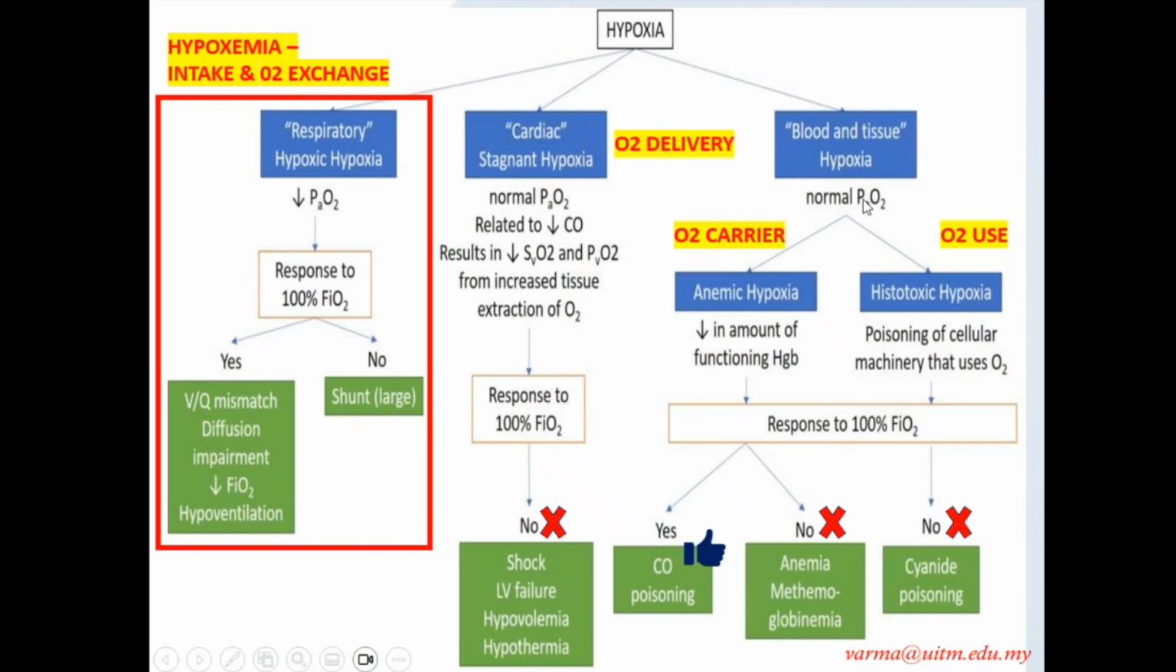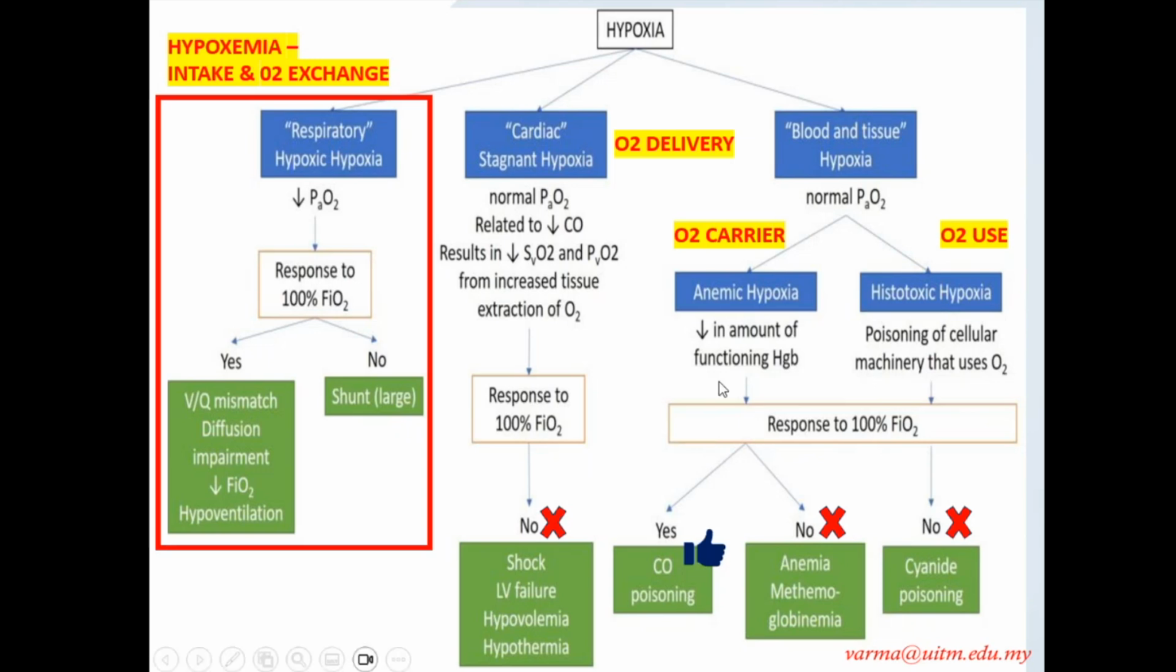Blood and tissue hypoxia, anemic and histotoxic, occur when the patient has a normal PaO2 and normal flow. In anemic hypoxia, the oxygen carrying capacity of the hemoglobin is dropped because of either reduction in hemoglobin or malfunctioning of hemoglobin. In histotoxic hypoxia, oxygen use is defective at the cellular level. As for the response to 100% oxygen, if it responds to 100% oxygen, we know it's because of carbon monoxide poisoning. It's a competitive inhibition. We know carbon monoxide has 240 times higher affinity to hemoglobin compared to oxygen. Thus, in carbon monoxide poisoning, the carbon monoxide will displace the oxygen from the hemoglobin.